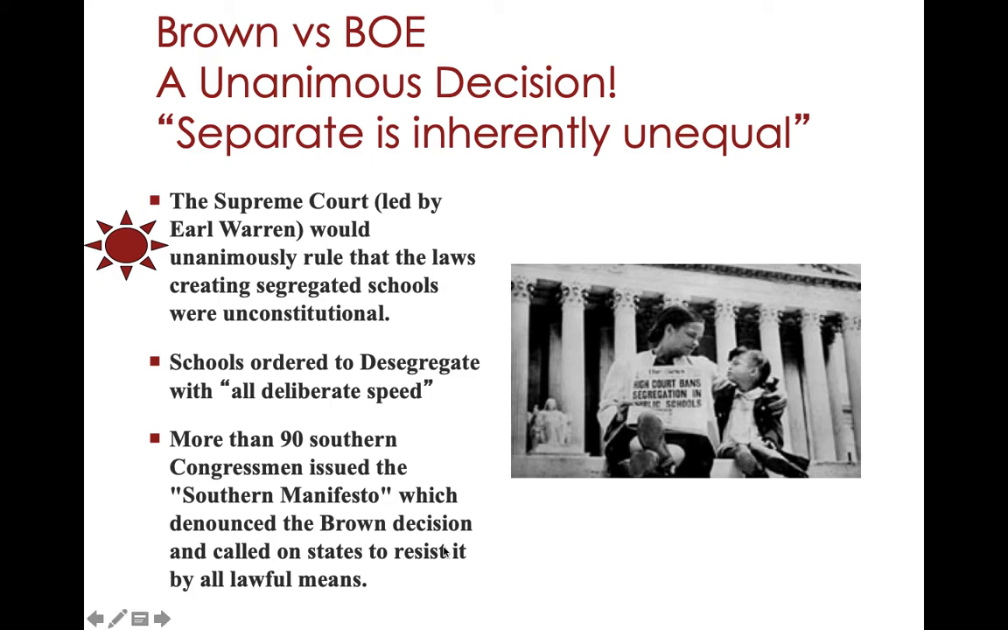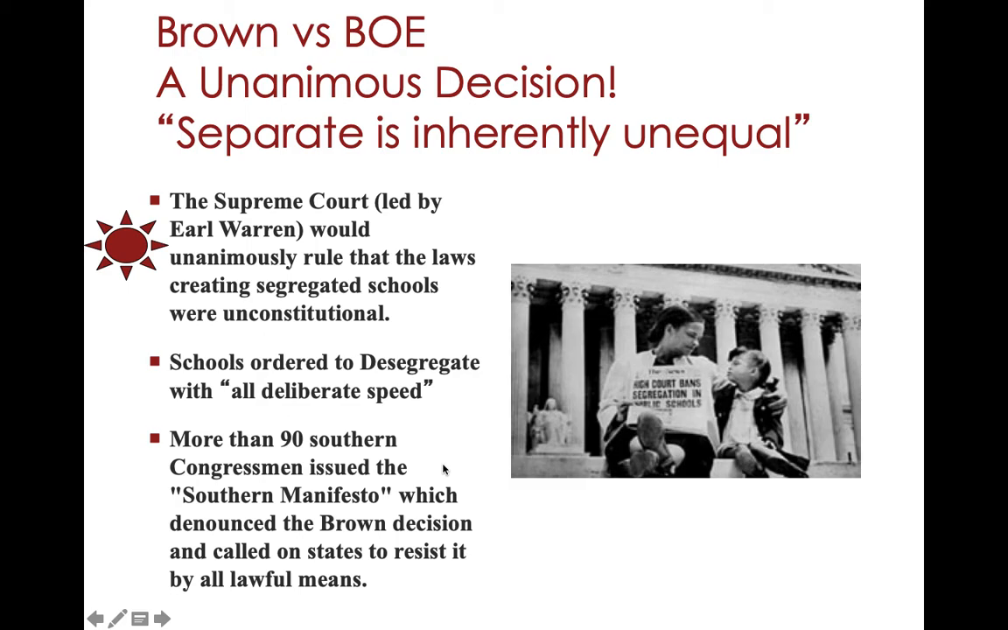And certainly the members of all the southern states' congressional delegations, nearly all, said that they were going to do everything to try to oppose this. They signed off on a document called the Southern Manifesto, which said that they would refuse to support this and resist it by all means possible. There were only three Southern congressmen that did not sign it.